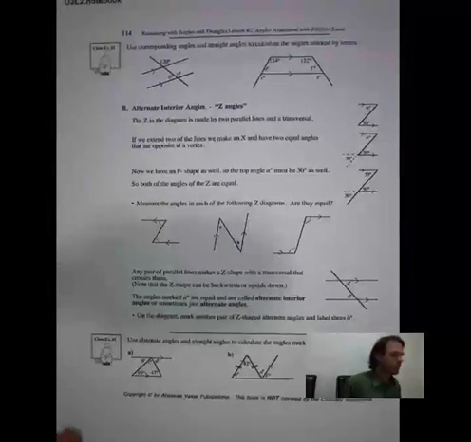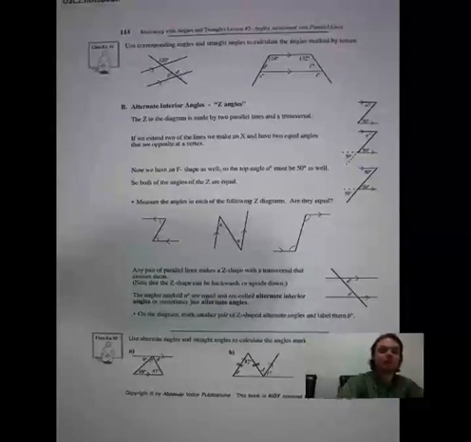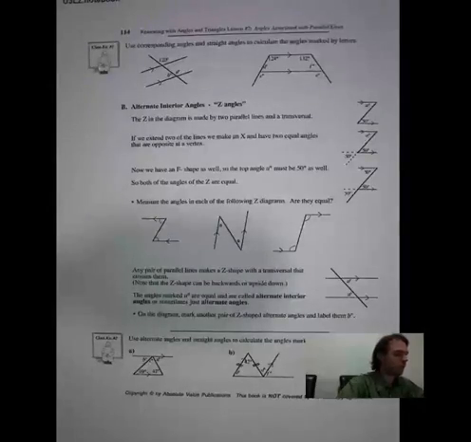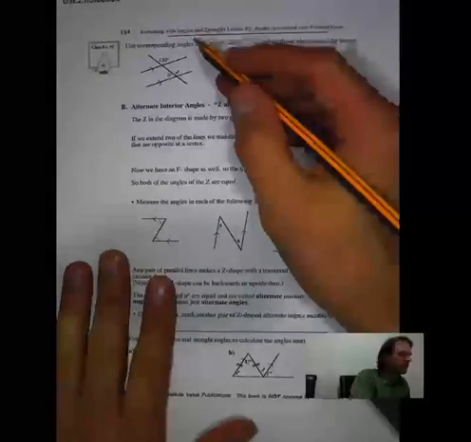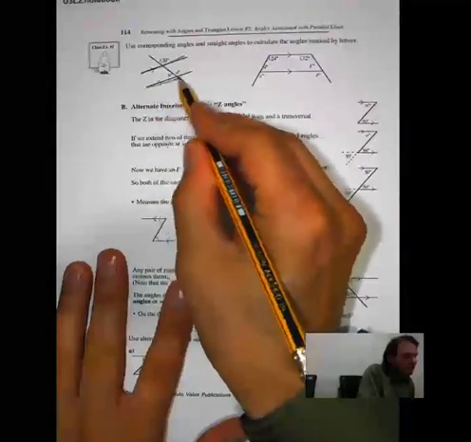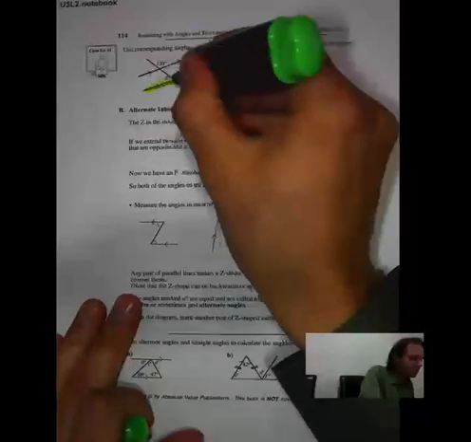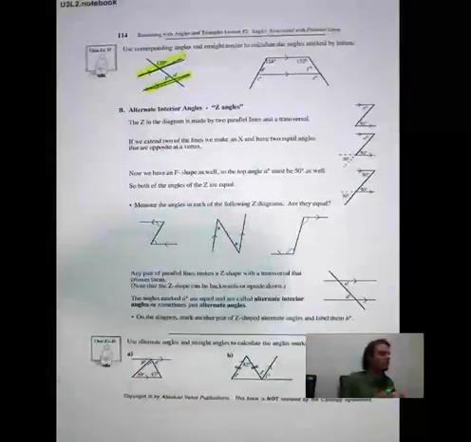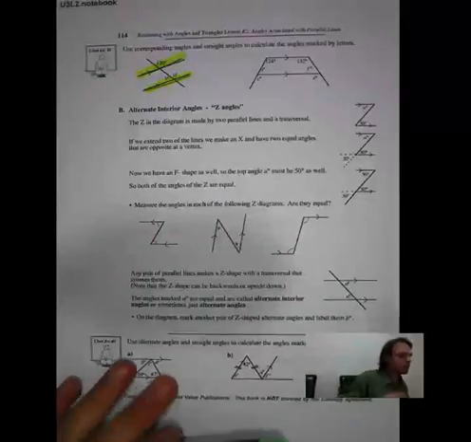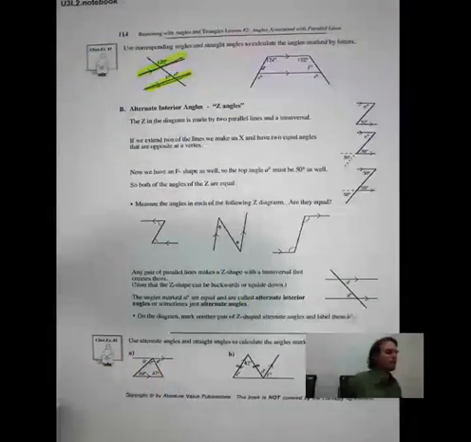Here we go. So we're going to first do the first class example here. It says, use corresponding angles and straight lines to calculate the angles marked by letters. Well, here we go. We look at this line here, and we look at this line here. These two lines are parallel to each other. How do we know that? There's a little tick that denotes they're parallel right there. That tick tells me that they are parallel.